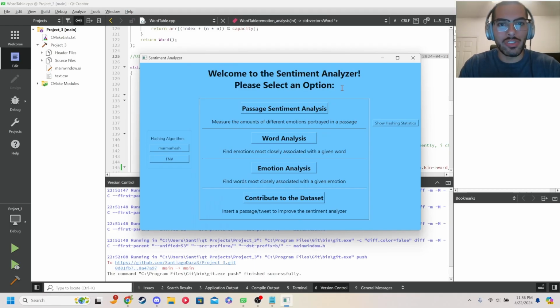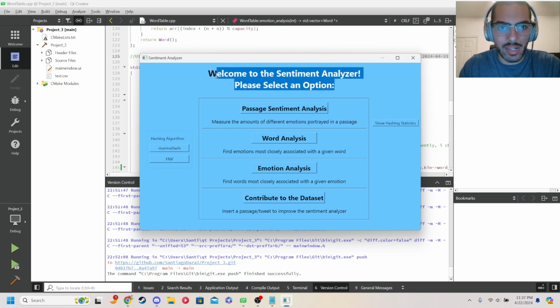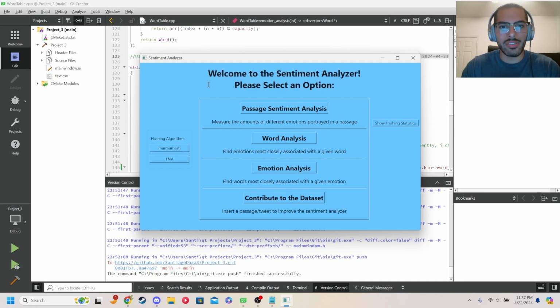My project three presentation for the class Data Structures and Algorithms. The group members include myself, Santiago Daza, Aditya Kaushal, and Rushal. And we essentially created a sentiment analyzer which takes tweets or passages and analyzes the different emotions that it portrays. And it's split up into 6 different base emotions, which we'll see shortly.